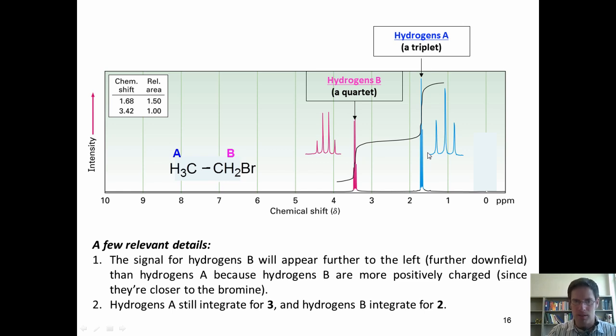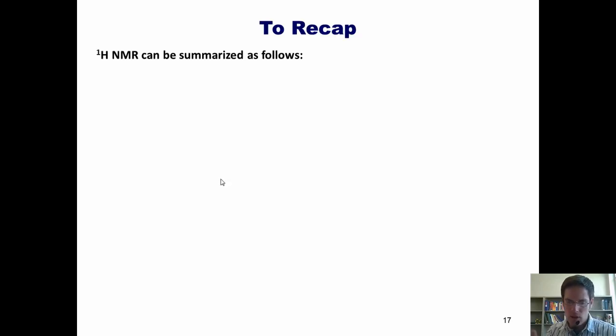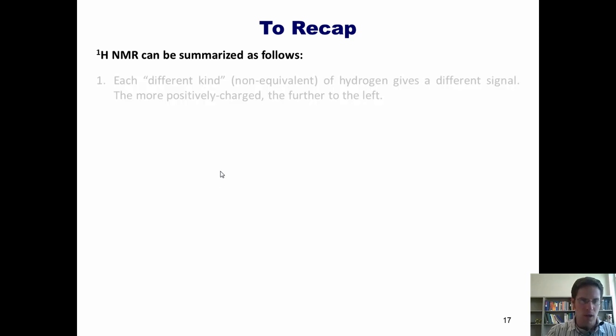They are a triplet. Why? Because hydrogens A look next door and see hydrogens B, and there are 2 hydrogens B. I add 1 to it. That is a triplet. I hope that makes sense. So hydrogen NMR can be summarized as follows.